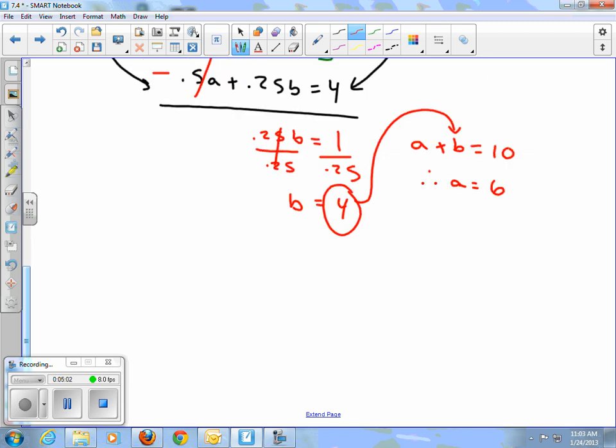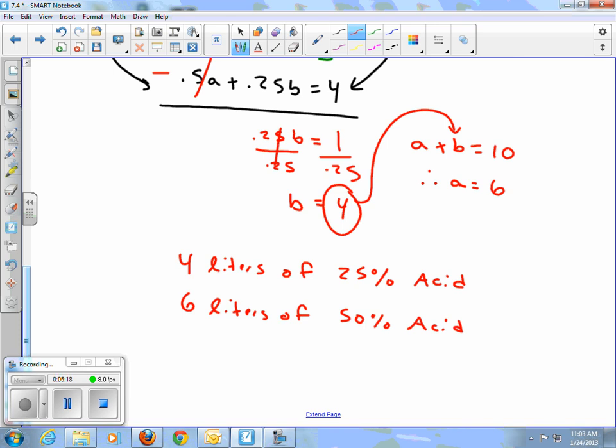So in conclusion, we need 4 liters of 25% acid and 6 liters of 50% acid. Combining those will give us our goal of 10 liters of 40% acid solution.